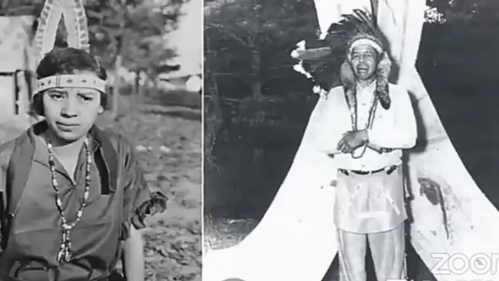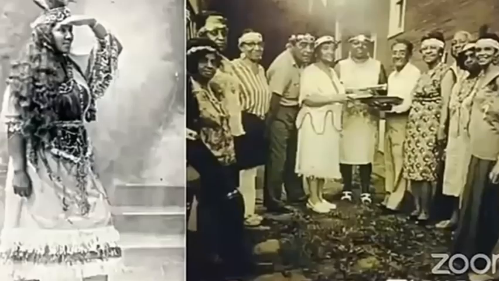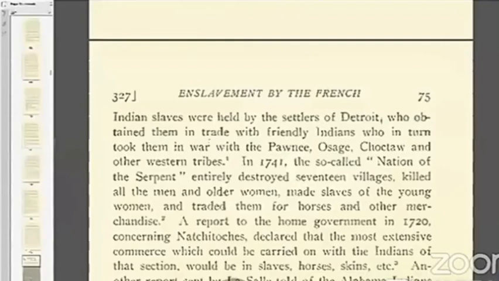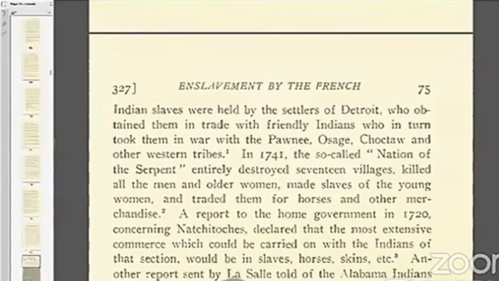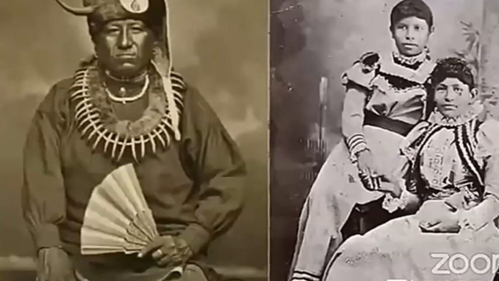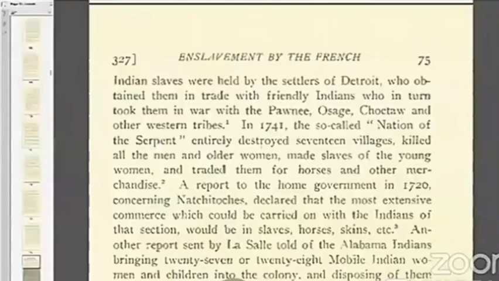You see the real history, right? It was Indian slaves. These were not African people. You are not a descendant of African. If you're in the Detroit area, if you can trace it back hundreds of years, it was Indian slaves that were being held by the early settlers, all right, who obtained them again in trade with friendly Indians, who in turn took them in war with the Pawnee, Osage, Choctaw, and other western tribes. In 1741, the so-called Nation of the Serpent entirely destroyed 17 villages, killed all the men and older women, made slaves of the young women, and traded them for horses and other merchandise.